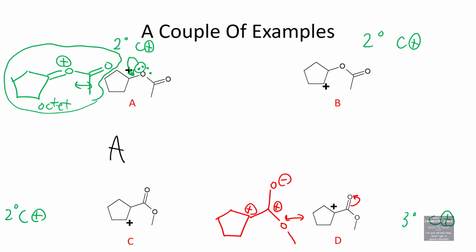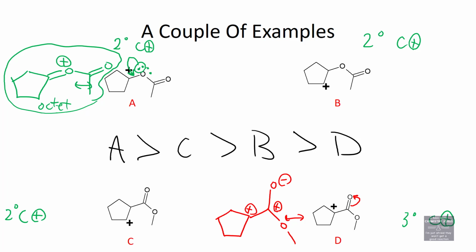So my final ranking is A is the best, C is next because it doesn't have induction as close, B is after that because it's got more induction than C, and D is the worst. These questions were not about hyperconjugation. These questions were about induction and resonance.